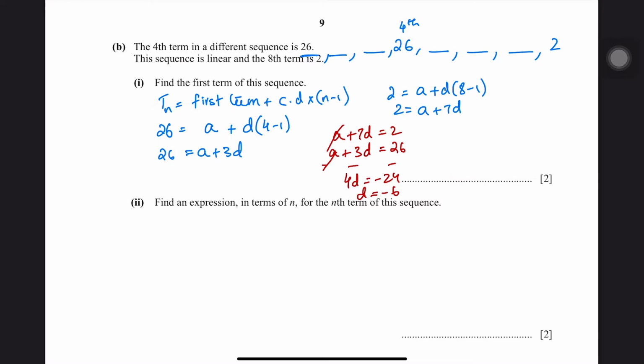D is minus 6. A should be then 26 plus 18, which gives me 44.